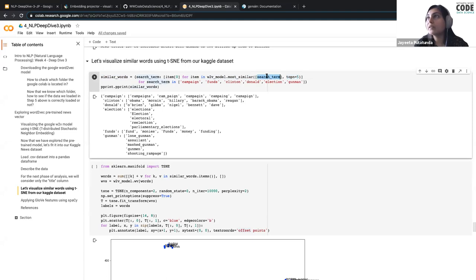These terms I'm passing in a list comprehension format, saying search terms in this list. So in the first iteration it's looking for campaign, the second iteration funds, the third Clinton, and so on. When you print the value of this variable out, it shows us campaign, campaigns, and so on. You see there are some spelling errors, like campaign, campaign.